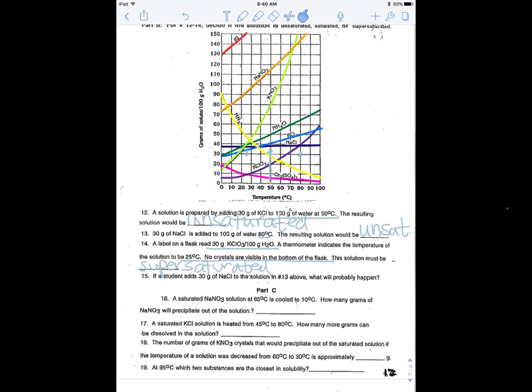Now number 16 is a two-step problem, and I'm going to do this one for you, and then the rest of these I am going to have you do on your own. If you have any other questions, then you're going to have to come in seminar, or after school. You know I'm there on Wednesdays.